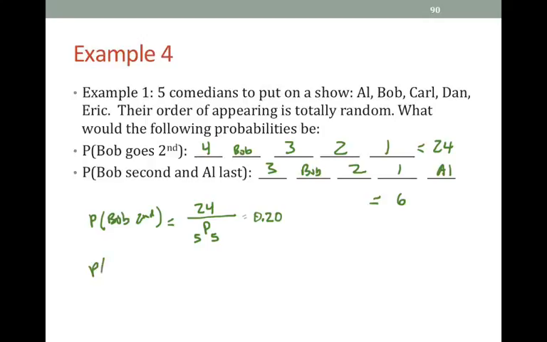And then the next one is the probability of Bob going second and Al going fifth. Favorable outcomes are 6 of them, and then total possible are, again, 5 permutation choose 5, which is 5 factorial, and so again we get 0.05. And that concludes our lesson for today.